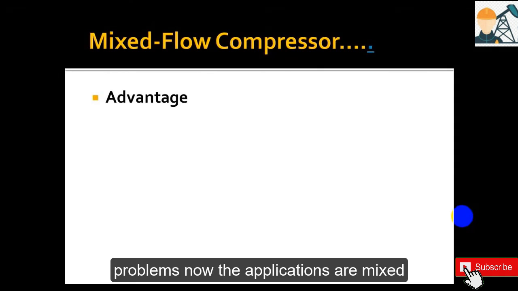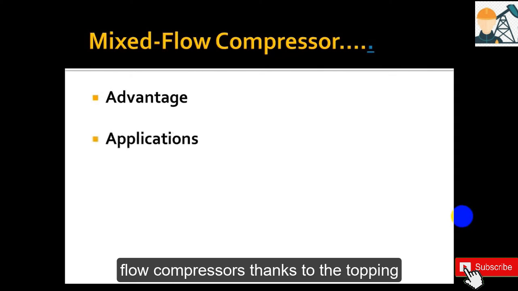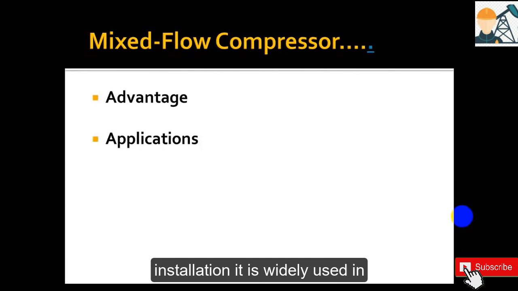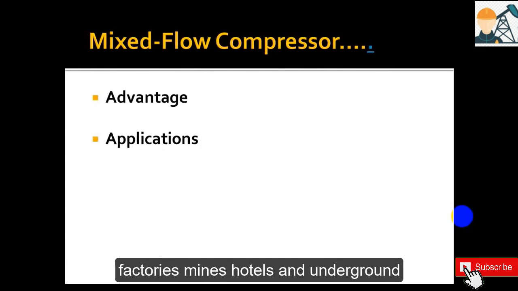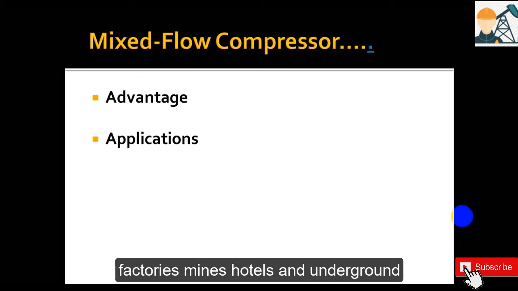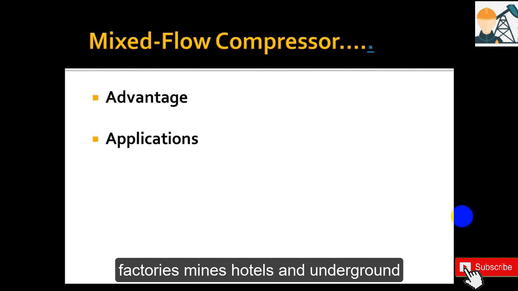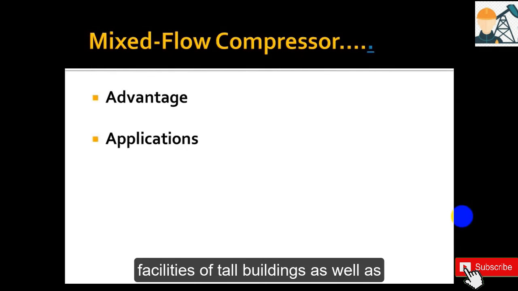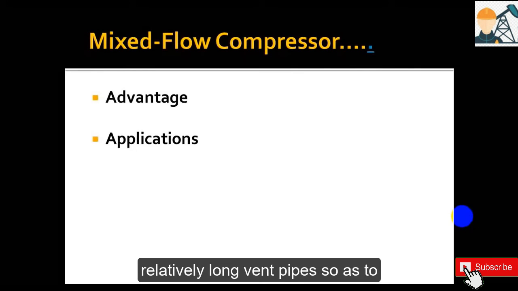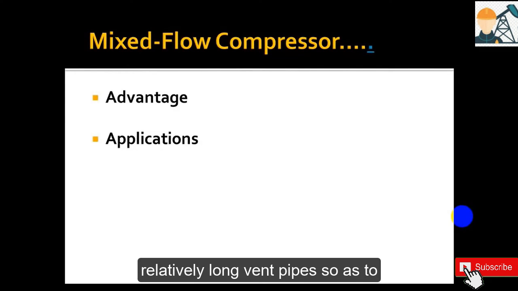Now, the applications of mixed flow compressors. Thanks to the topping quality, new structure, and easy installation, it is widely used in factories, mines, hotels, and underground facilities of tall buildings, as well as the distant series installation in relatively long vent pipes so as to increase the full pressure in the pipe.